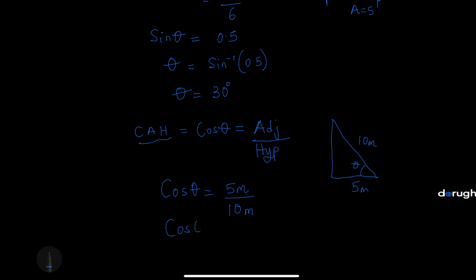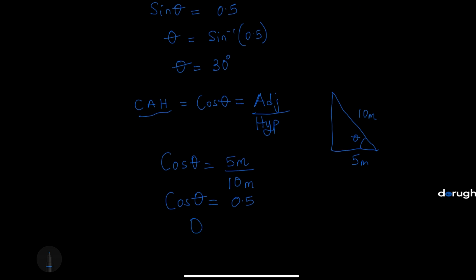Cos theta equals 0.5 again. And in that case, our theta will now be equal to the cos inverse of 0.5. I think the answer is 60 degrees. I'm not sure. But this is basically how we use the trigonometric ratios.